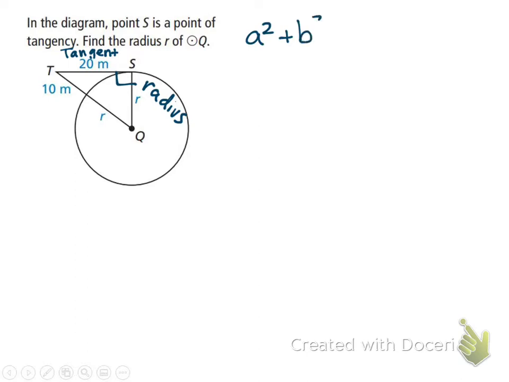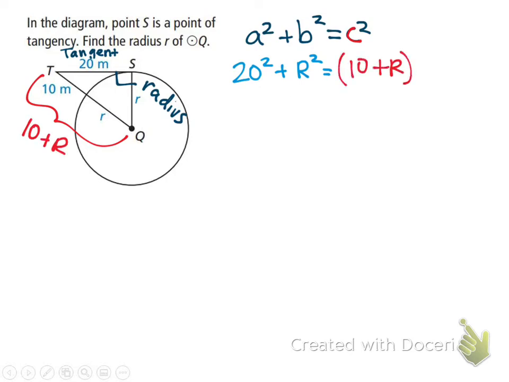A squared plus B squared equals C squared. Which of these will be A and B? 20 and R. And then C will be the full length of this hypotenuse. So what is the full length there? 10 plus R.